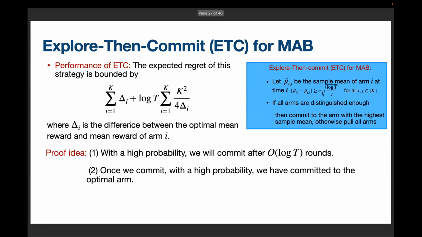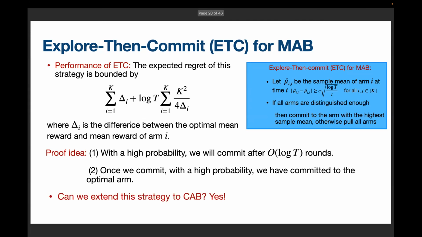So how can one prove this performance guarantee? With high probability, one can show that we will commit after log t rounds, and once we commit, with high probability we have committed to the optimal arm. Once you put these together, you get this regret bound for explore-then-commit for the classical multi-armed bandit setting.